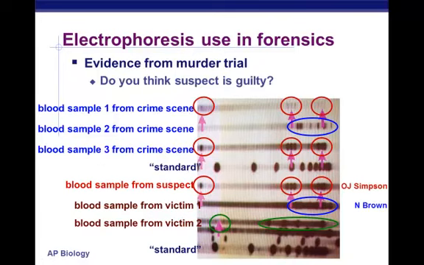If you remember, a few years ago, O.J. Simpson, the football player, was accused of murdering his wife and a friend of hers. And you can see this is blood from the suspect, O.J., found at the crime scene. And this is his wife, her blood also at the crime scene. And it suggests he's the guy.